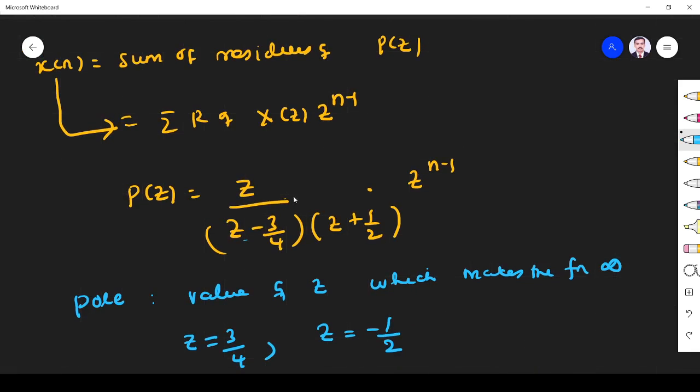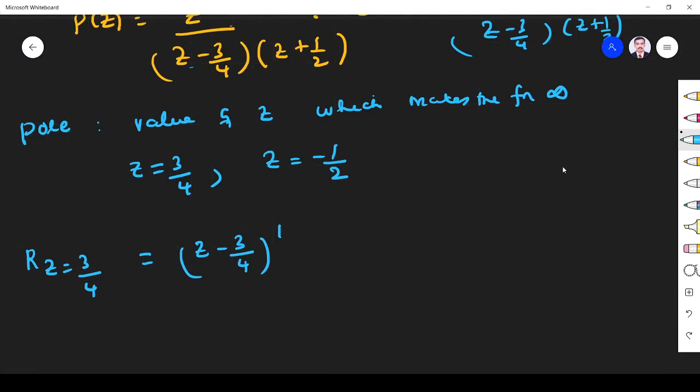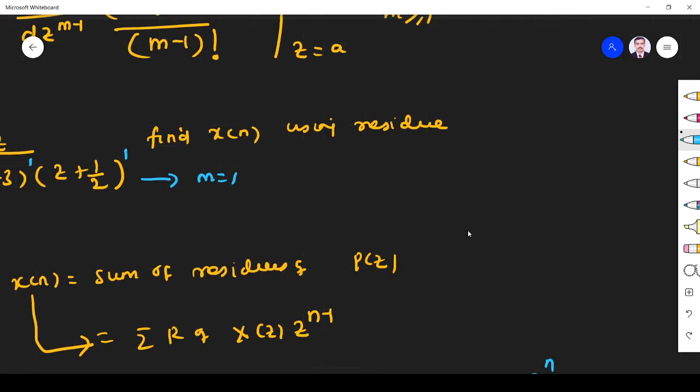So P(z) is z into z power n minus 1, z into z power minus 1 cancel. So P(z) is z power n divided by (z minus 3 by 4) into (z plus 1 by 2). Understand? So what is the residue formula?